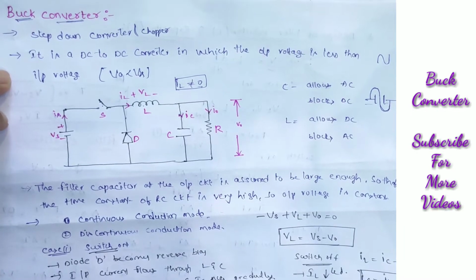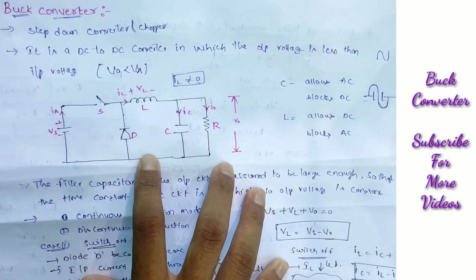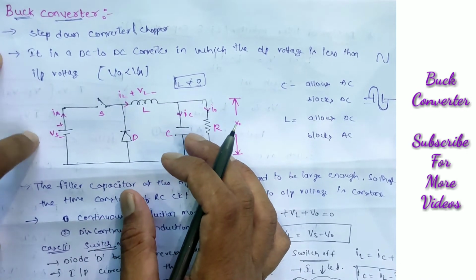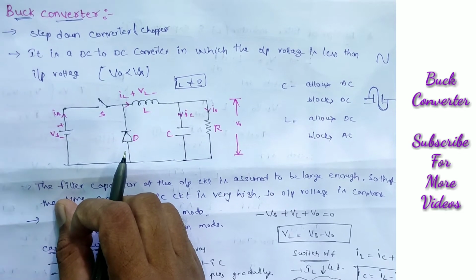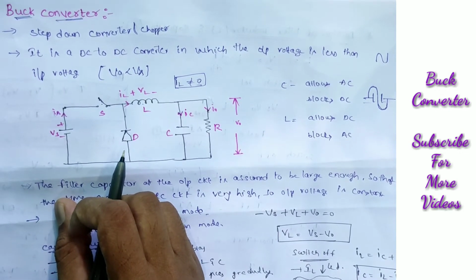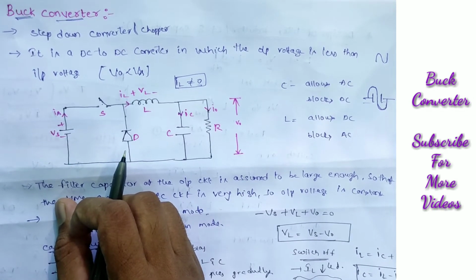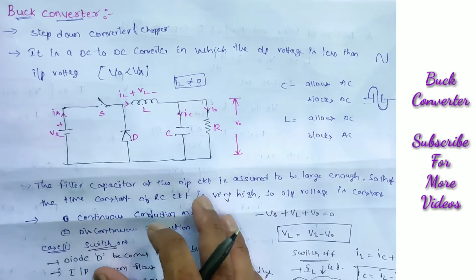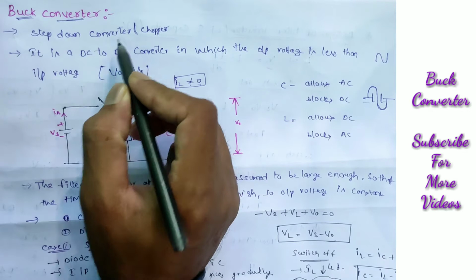In this video, I am going to discuss the buck converter. In the exam, if they ask for a step down chopper for 10 marks, you can write the buck converter itself, because a 10 marks question needs a lengthy process and explanation. Coming to the buck converter, it is a step down converter.